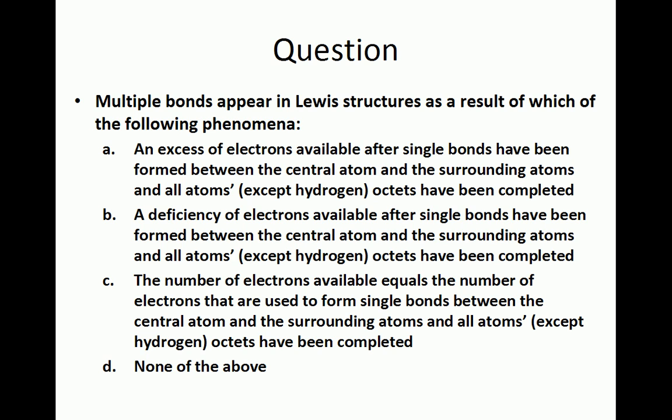B. A deficiency of electrons available after single bonds have been formed between the central atom and the surrounding atoms in all the atoms, except hydrogen. Octets have been completed.